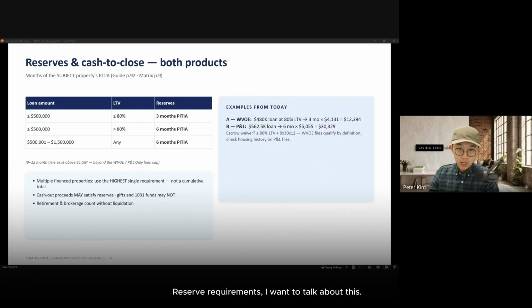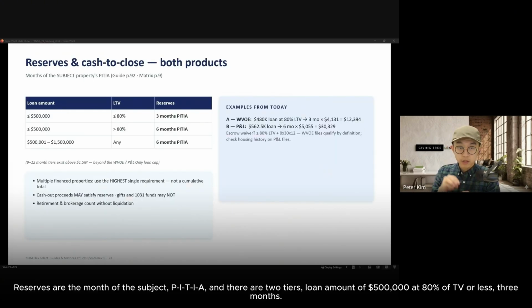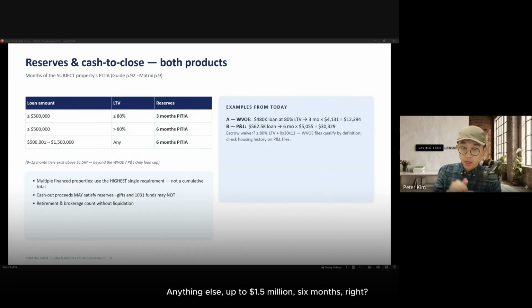Reserve requirement, I want to talk about this. Reserves are the months of a subject PITIA, and there are 2 tiers. Loan amount of $500,000 at 80% LTV or less, 3 months. Anything else up to $1.5 million, 6 months, right? So if the loan amount is $500,001, then we need 6 months reserve. So when you price that, keep that in mind.